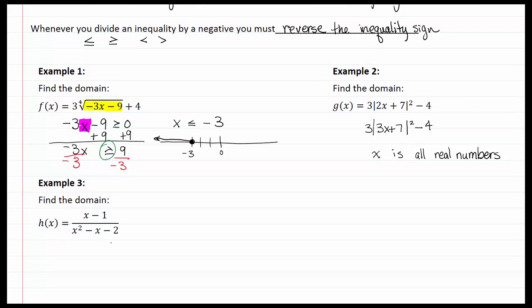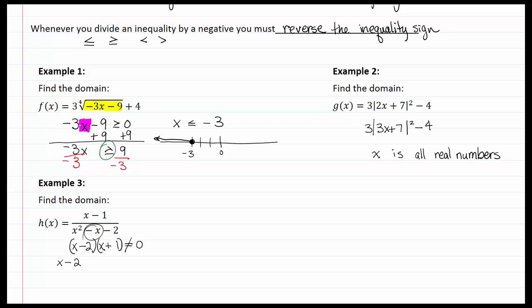Finally, let's look at example 3. This one is a fraction. And it's not entirely obvious when you first look at it, but you do need to factor that denominator to see what's going on. If you have x minus 2, x plus 1, you will get a middle term that's -x, and you can check that on your own. What we know is that neither of these can be equal to 0. That's what we don't want. We don't want the denominator to be 0 because it will be undefined.